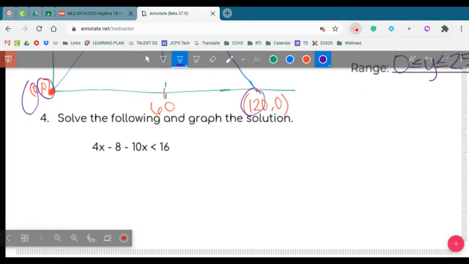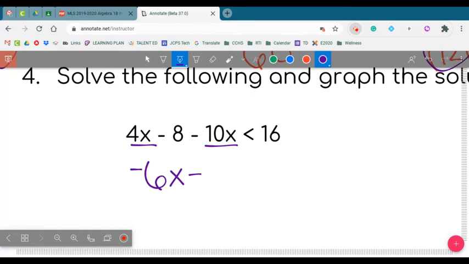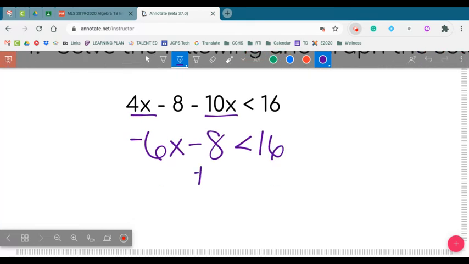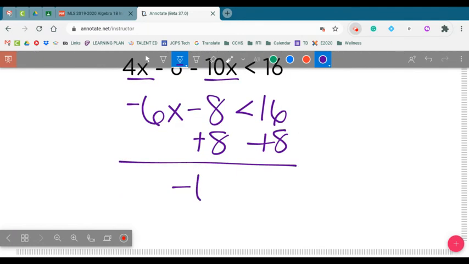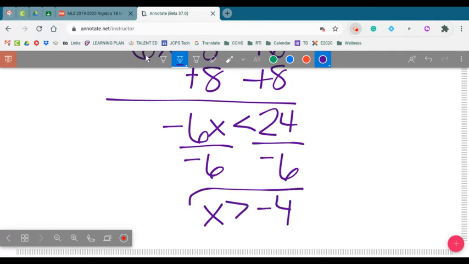Okay, last problem is review. First up, we have to combine like terms. So we get negative 6x minus 8 is less than 16. Add the 8 to both sides. We get negative 6x is less than 24. And then divide by negative 6. Since we divide by negative, we have to flip that inequality sign.